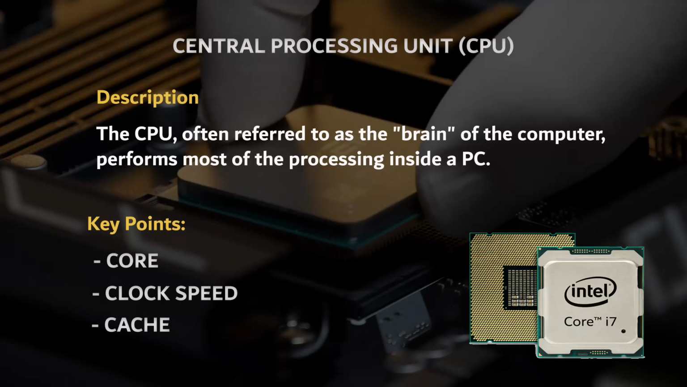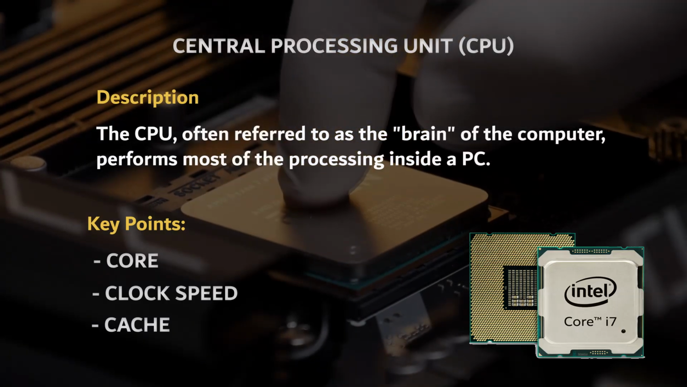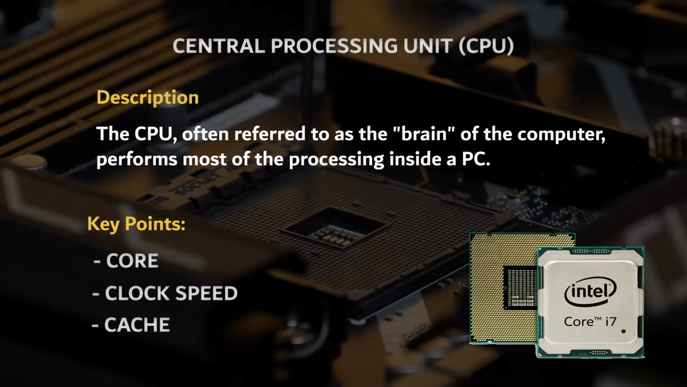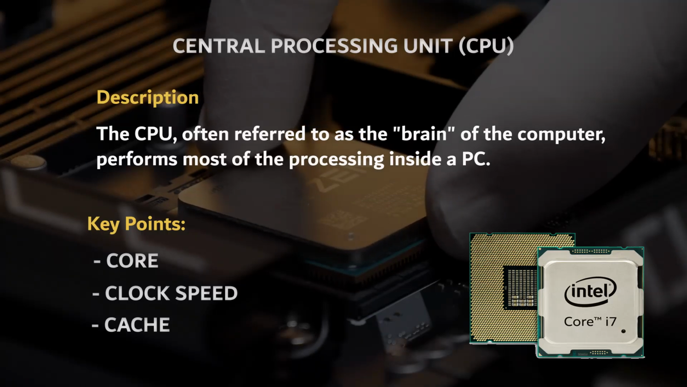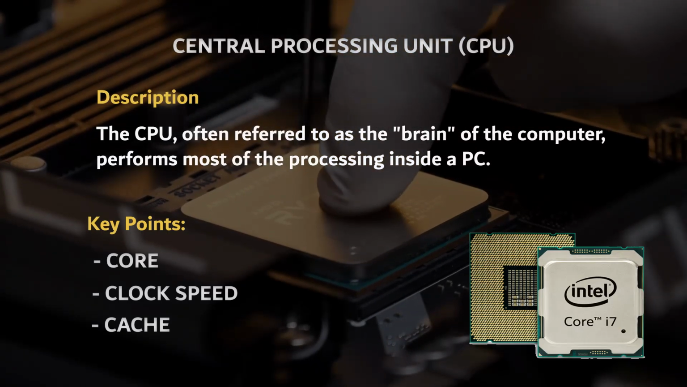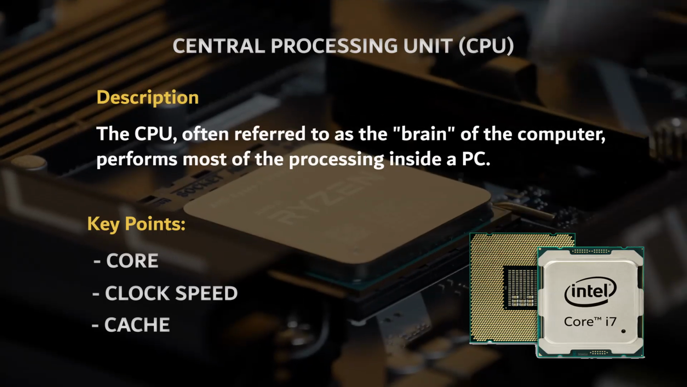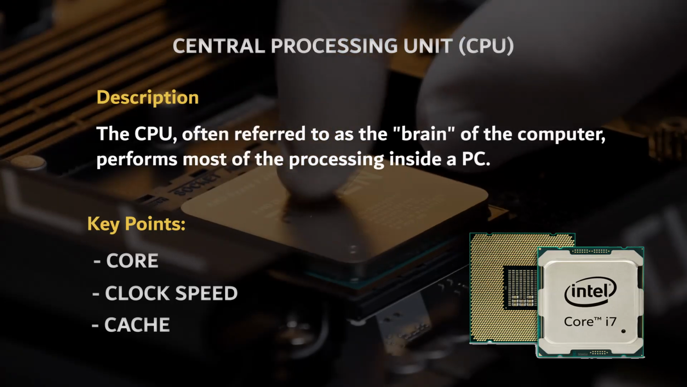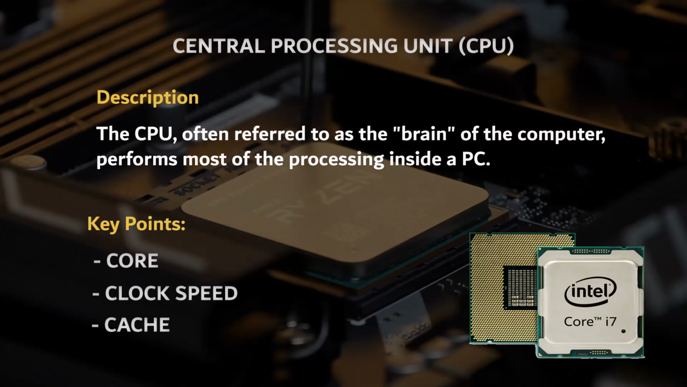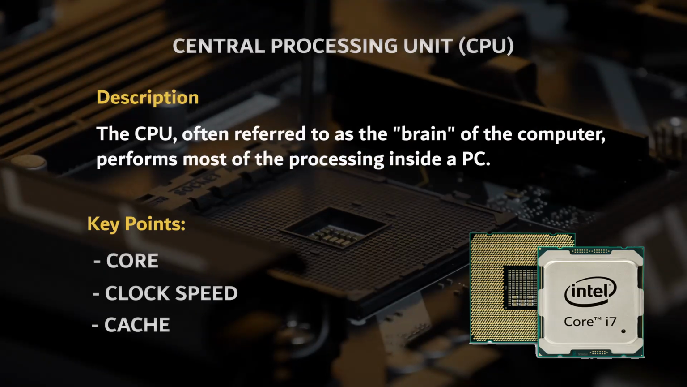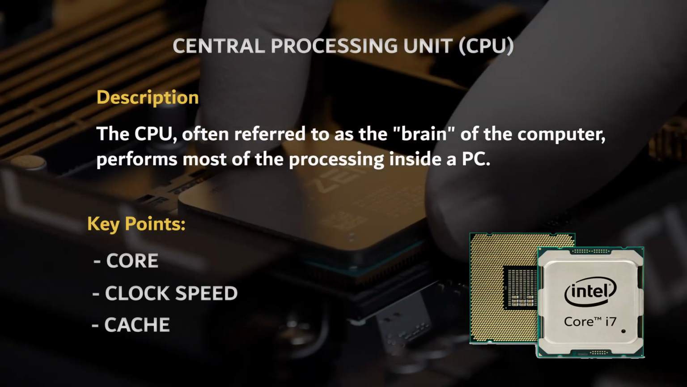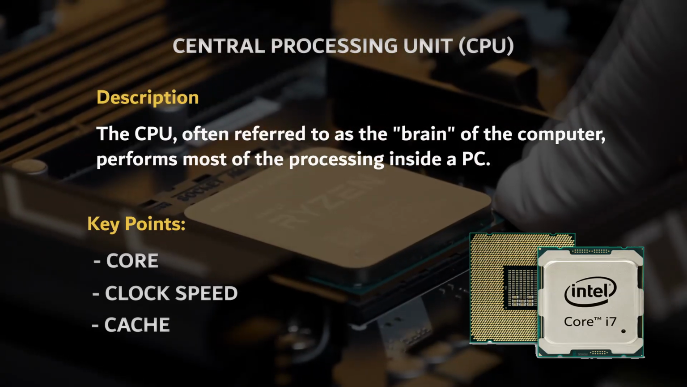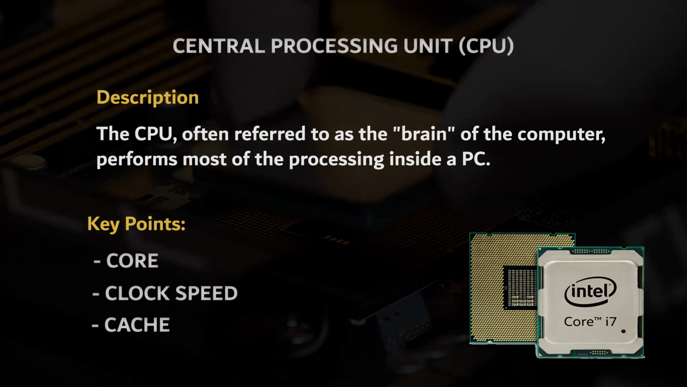Central Processing Unit, CPU. The CPU, often referred to as the brain of the computer, performs most of the processing inside a PC. It executes instructions from programs, performing calculations and managing data. Key points. Core: modern CPUs have multiple cores, allowing them to perform multiple tasks simultaneously. Clock speed: measured in gigahertz, it indicates how many cycles per second the CPU can execute. Cache: a small amount of very fast memory within the CPU to store frequently accessed data.